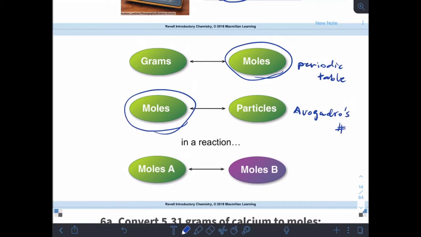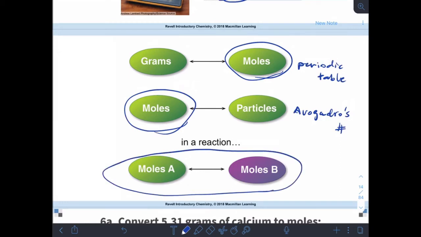Okay, and then in a reaction, and we'll get to this later in the chapter, we can relate moles of one thing to moles of another thing. Moles of A to moles of B. Okay, but now we have 2 ways to get to moles, and that's the important part. We can go from grams to moles, or we can go from particles to moles as we need to.